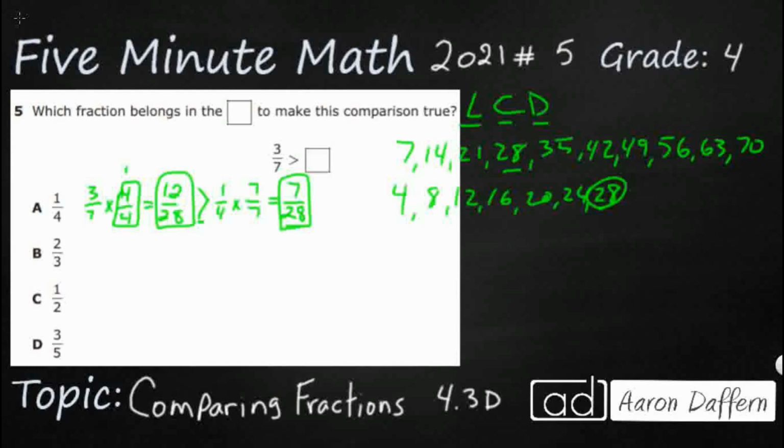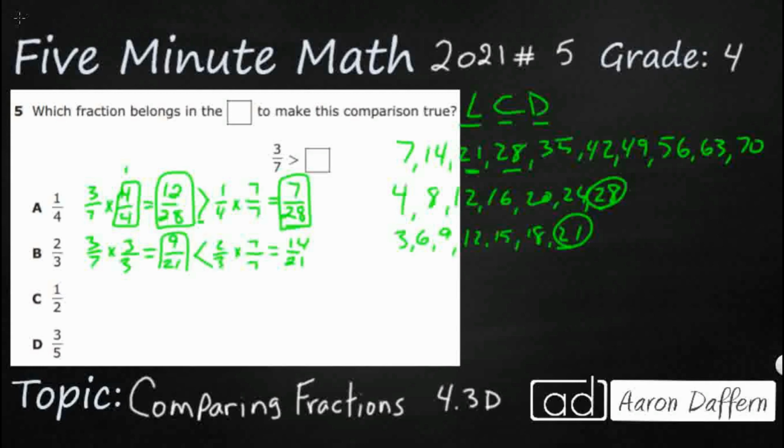I need to do my 3's here. So 3, 6, 9, 12, 15, 18, 21. There's my 21, and I see that right there. So we're going to do the same thing. We're going to change our 3/7, multiply by something, gets me to 21. That's 3/3. So that's 9 21ths. Then I'm going to change my 2/3. 2/3 times something is going to get me to 21ths. That's 7/7. That's 14. So I've got a less than symbol. 9 21ths is less than 14 21ths. But I was looking for my greater than, so it is not B.